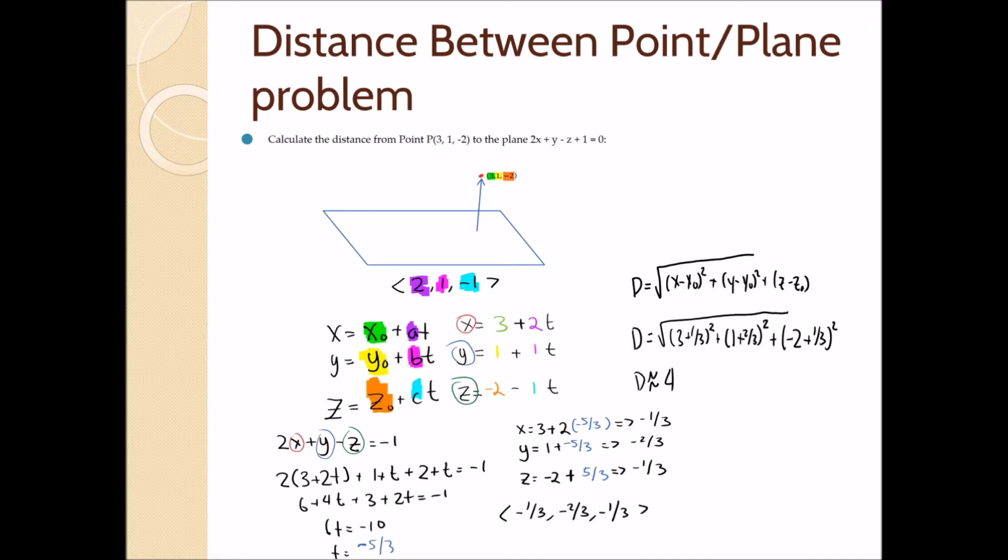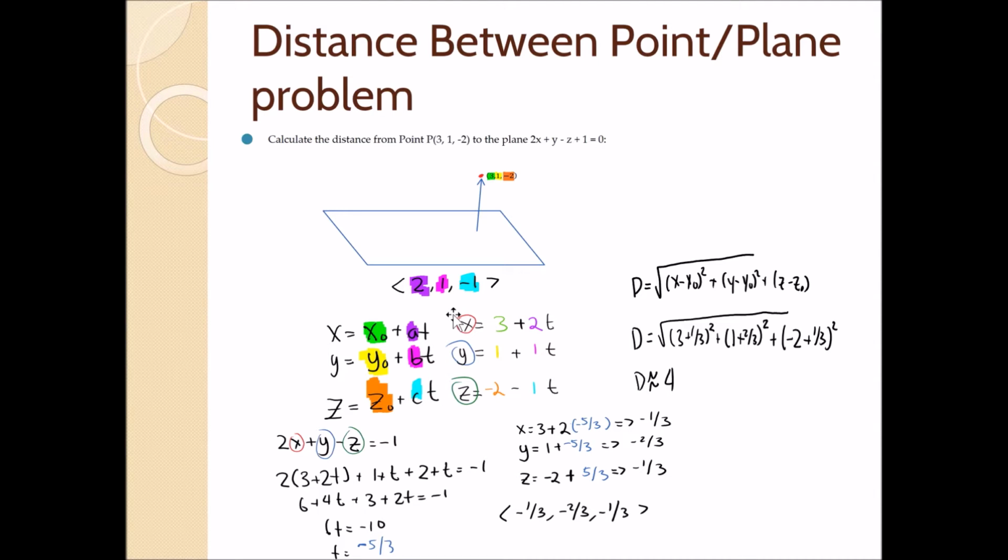So we have an example of this where we have a distance between a point and a plane. We have to calculate the distance from point P, which is here, (3, 1, -2), to the plane 2x + y - z = -1. So the normal vector for this plane is (2, 1, -1). So we can make a line going through using this normal vector and that point. So we have the parametric equation for it.